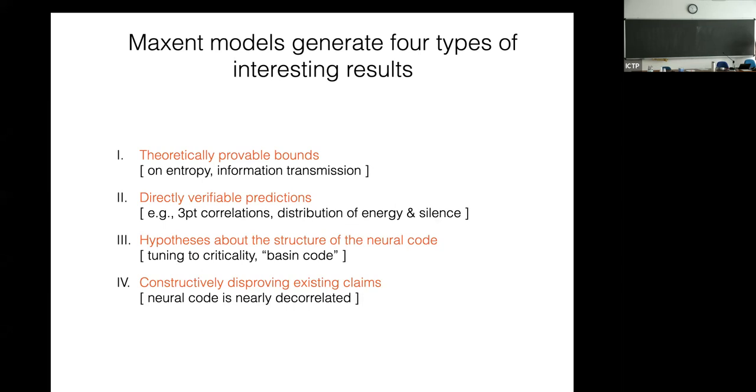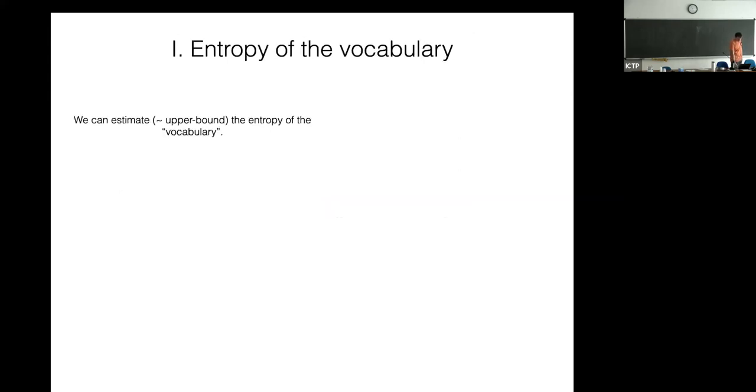The third class of results are hypotheses about the structure of the neural code that our model will motivate. They're hypotheses, so they need to be independently verified later. And the fourth class is that these models actually disprove some claims in the literature that were quite entrenched. I'll try to take you through this. So let me start with the bounds on information transmission.